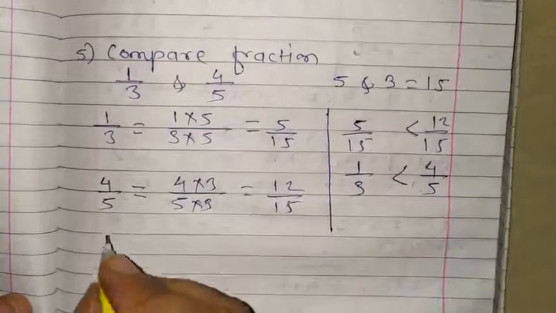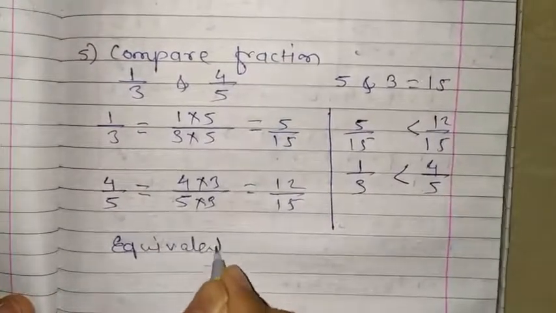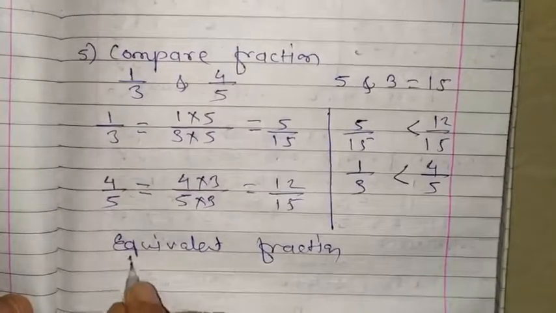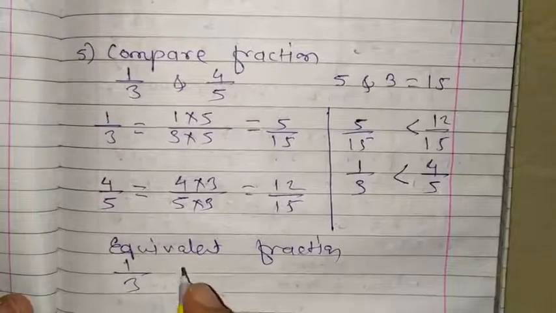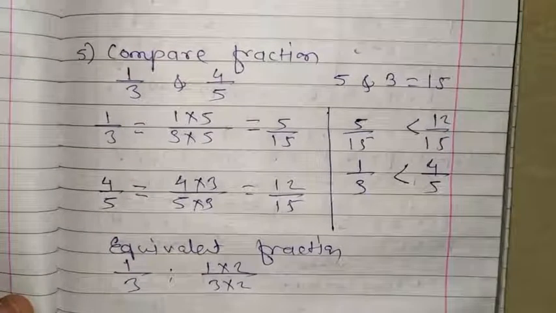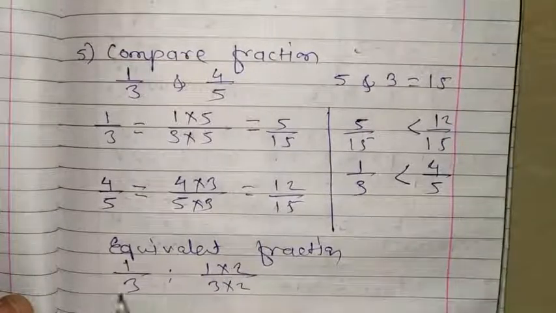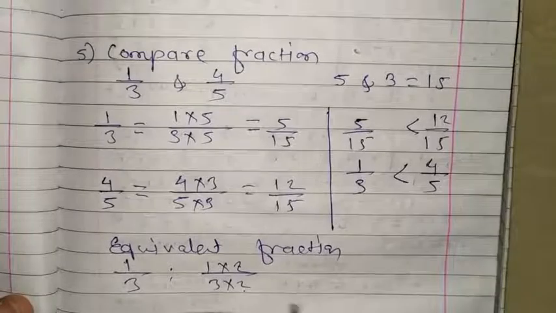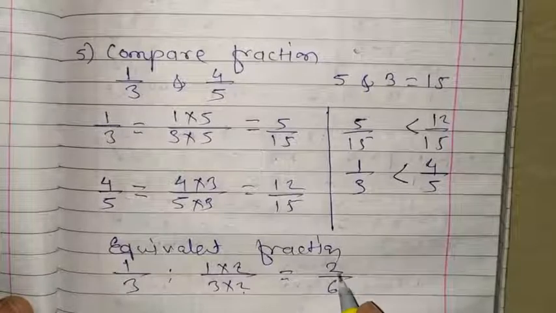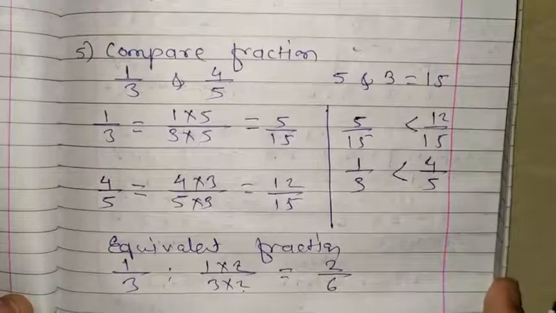One more topic I will tell you, that is equivalent fractions. Equivalent means the same fraction. Suppose I take the same number 1 upon 3. You have to find its equivalent fraction. How will you do it? You multiply both with the same number. You can take 2, 3, any number. I am multiplying by 2, but you have to multiply by the same number on both sides. It is not like here you take 2 and here you take 3. That's wrong. So it will become 2 by 6. If you divide them by the same number, like 2, you will get back 1 upon 3. That is why it is an equivalent fraction.